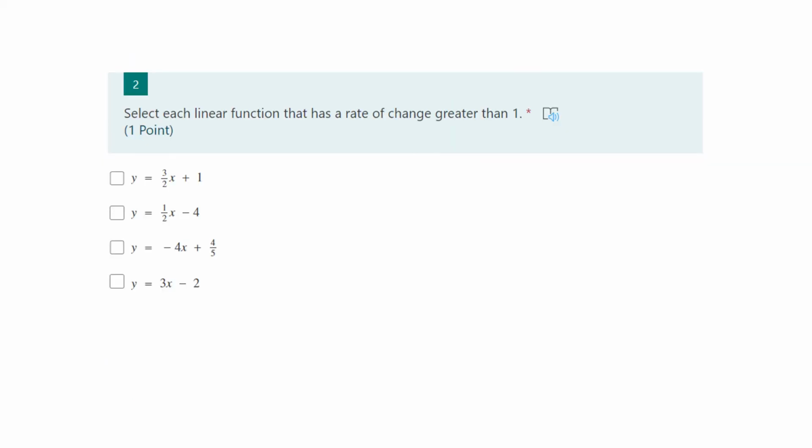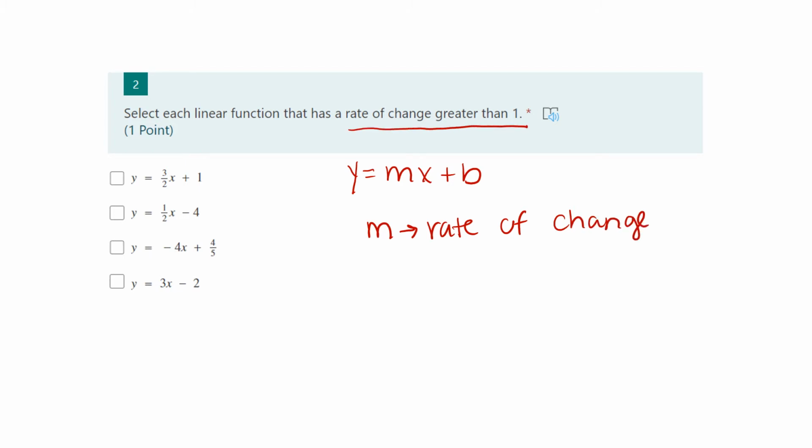For number 2, it says select each linear function that has a rate of change greater than 1. So in slope-intercept form, y equals mx plus b. The m is the section that is the rate of change. So we're looking at the m sections because we want a rate of change greater than 1. In the first section, m is 3 over 2. If you were to convert that to a decimal, 3 over 2 is 1.5. 1.5 is greater than 1, so that is a correct answer.